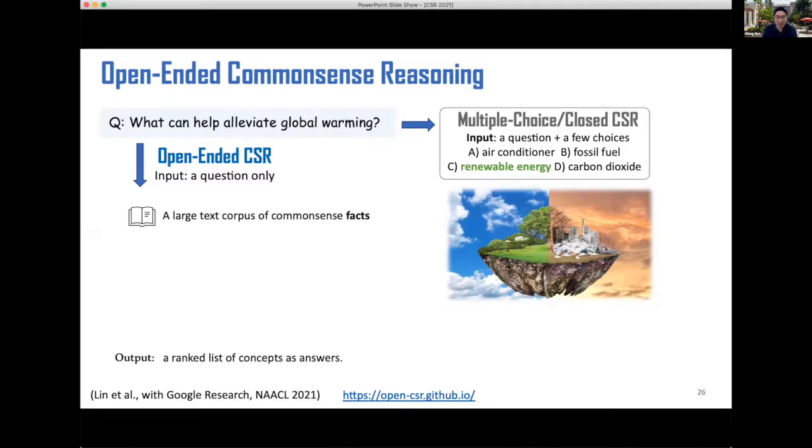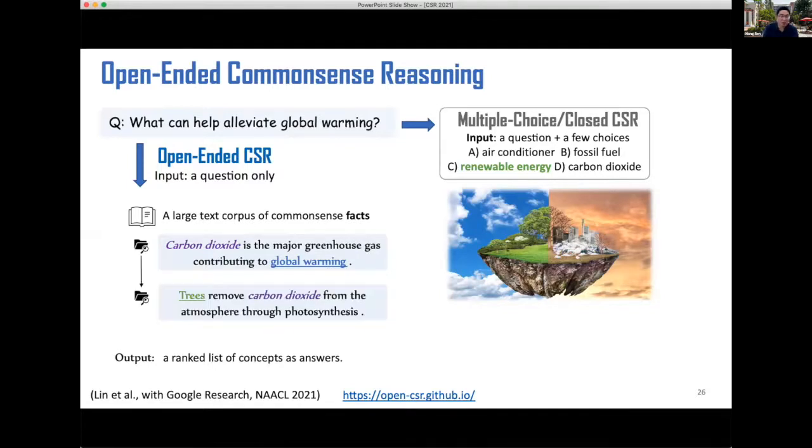In our case, we used the GenericsKB, which was built by Peter Clark's group at AI2. Basically, most of the time, every sentence in this corpus describes some commonsense or world knowledge about a few concepts. For example, carbon dioxide is the major greenhouse gas contributing to global warming, or the tree removes carbon dioxide from the atmosphere through photosynthesis. We are looking to see people build systems that can go around these pieces of fact statements and chain them together in a certain way, such that they can find out that a tree is actually a good means of reducing carbon dioxide, and use that to answer the question.